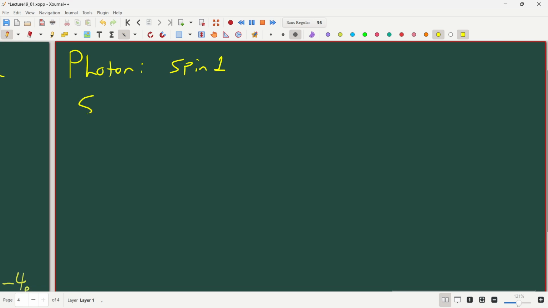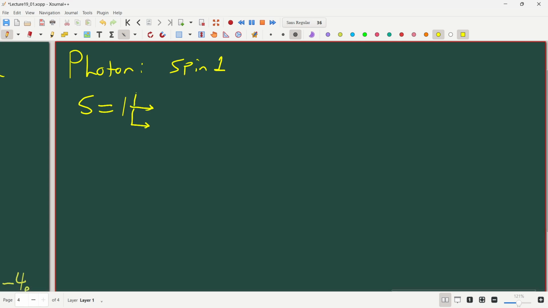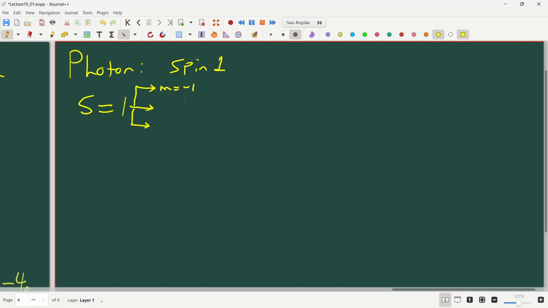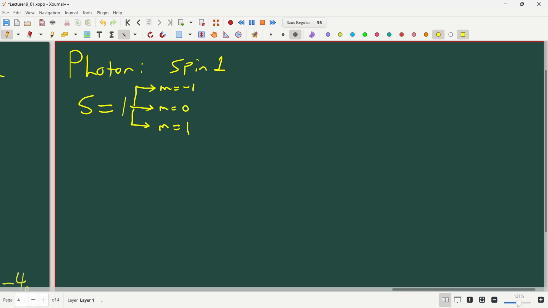So that means that S is equal to 1. And what does that mean M can be? Well, M can be -1, -1 plus 1, that's M equals 0, or M equals 1. So a photon has 3 different spin states. Now we can interpret -1 and 1 as it having some helicity.